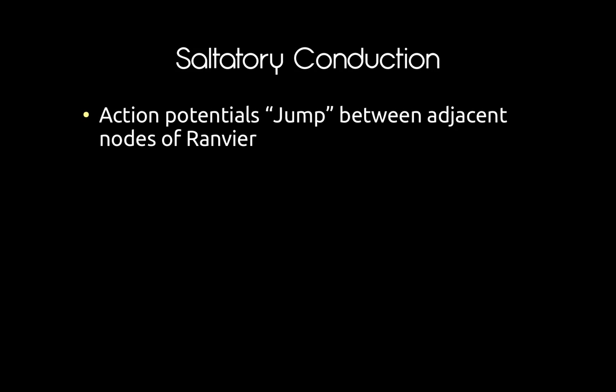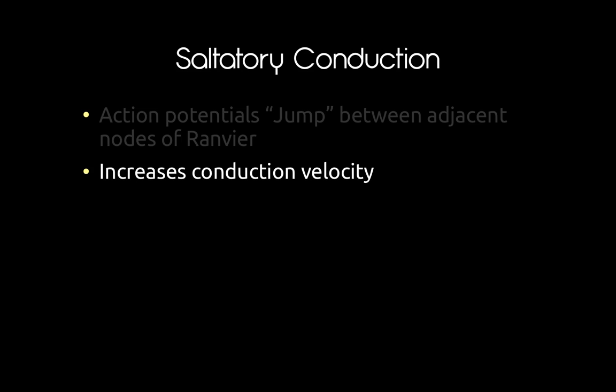Okay, so like I just said, saltatory conduction is when action potentials are jumping between these adjacent nodes of Ranvier. Now, the question obviously follows, why in the world would you want to do that? The reason this is a good thing for neurons to do is that it increases the conduction velocity. So if you want to move a signal very quickly down your axon, with saltatory conduction you can move this signal down your axon at a much quicker rate.